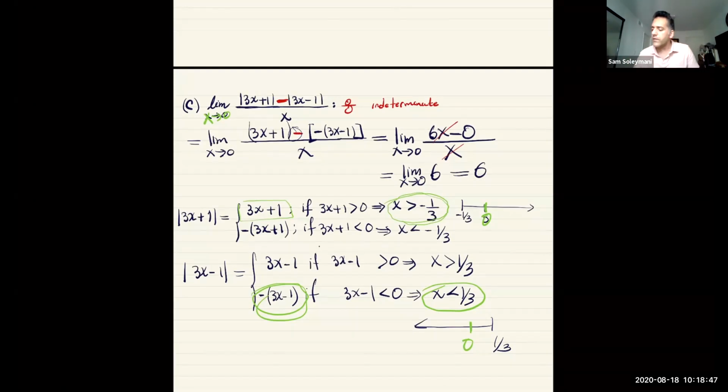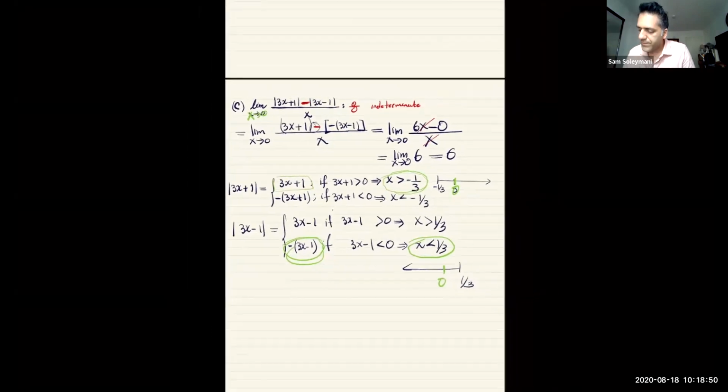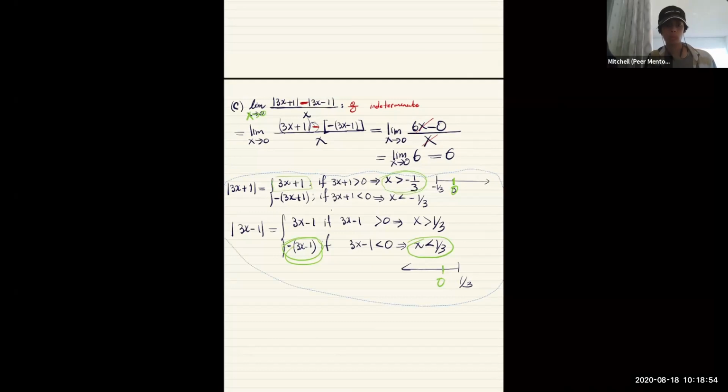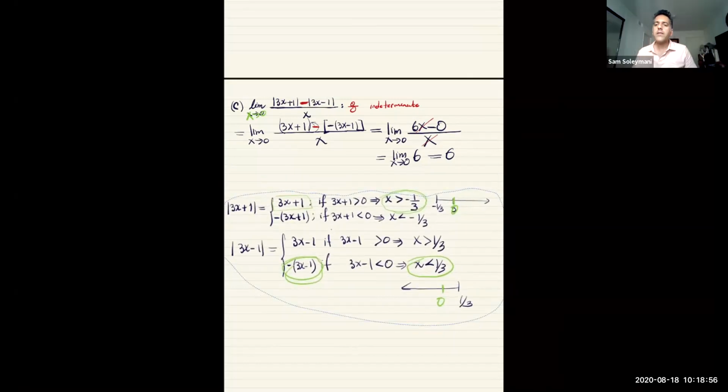Any questions about this? Breaking out the absolute values might take a bit of time. Okay, so that was question 2C. All right, very good, thank you, Ingrid.